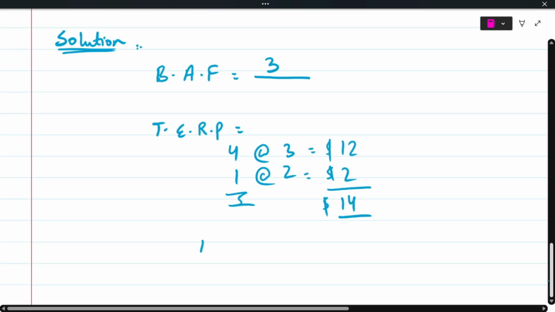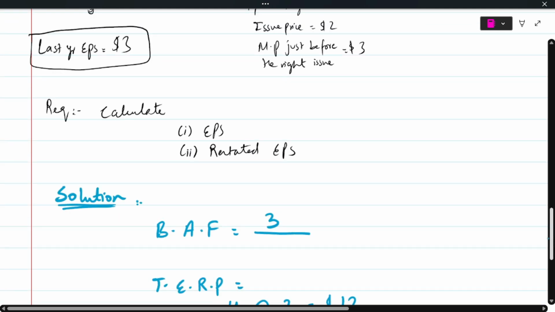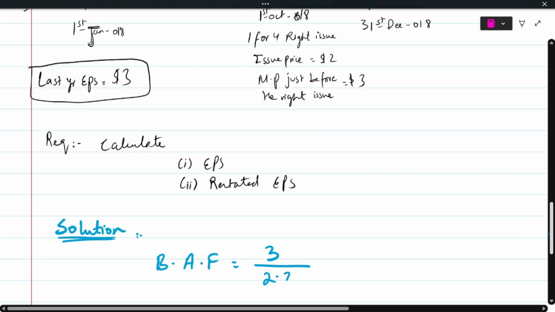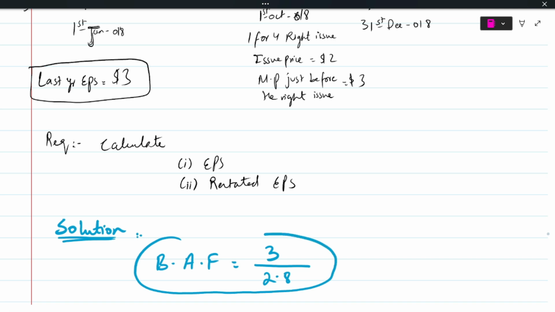So my TERP, theoretical ex-rights price, would be 14 divided by 5, right? And that is 2.8. Okay, so I do have my TERP now, and I'm going to go to my bonus adjustment factor, and now I can write my TERP, which was 2.8. So 3 divided by 2.8, that is my bonus adjustment factor.